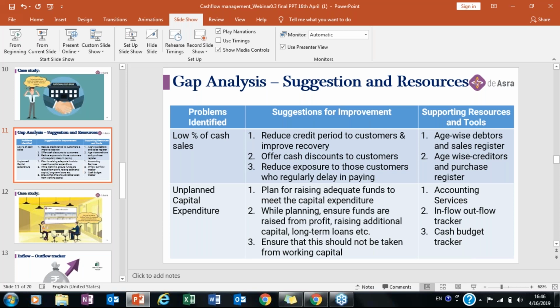So we help you keep your accounting services, all the requirements that you have for your business. We help you with accounting services, inflow outflow tracker, cash budget tracker. So the deAsra Foundation helps you in identifying and keeping well the inflow outflow tracker and also the cash budget tracker. So this is the gap analysis that you need to understand, and these are the supporting resources and tools from deAsra which we can provide. I'll repeat once again: age-wise debtors and sales register, age-wise creditors and purchase register. Accounting services can be given to you from our end. Inflow outflow tracker can be shared. Cash budget tracker can also be shared with you.